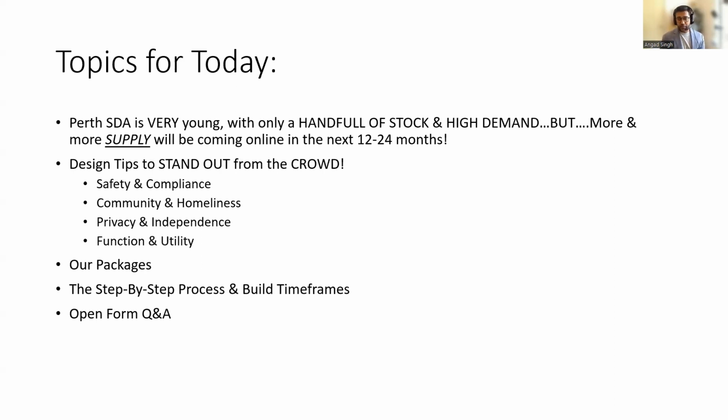All right, this is the meat of today. SDA in Perth is very, very young. I'm sure many of you know that there's maybe a handful of completed stock. Yes, there's 182 dwellings enrolled, but very few are actually finished at this stage. As you know, the SDA design guidelines were only released in 2020. June 2020 is when they came into effect. And since then we've had COVID and everything's been a bit up in the air.